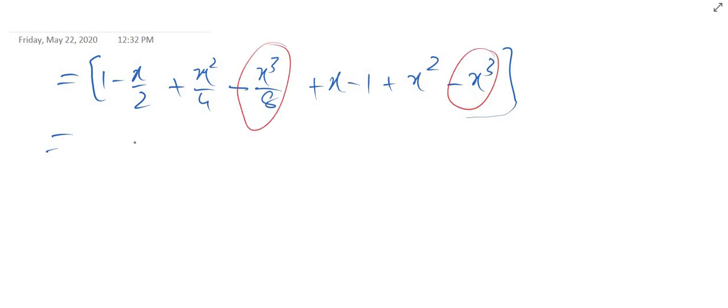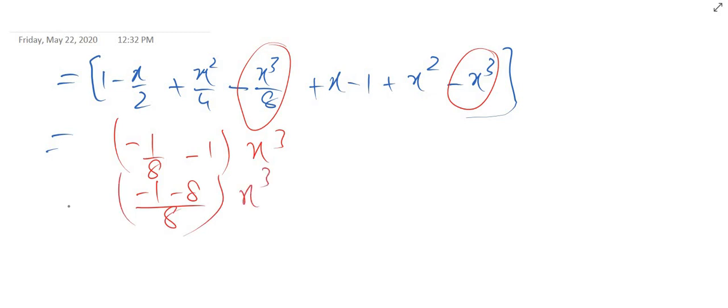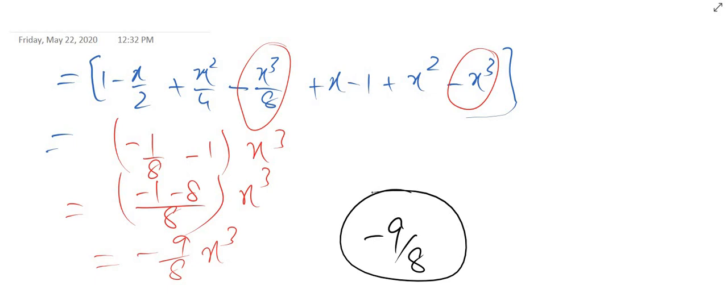Minus 1 over 8 minus 1 into x cube. By taking LCM, 8 will multiply with 1, it will be minus 1 minus 8 over 8 x cube. So this is minus 9 over 8 x cube. So what is coefficient of x cube? Coefficient of x cube is minus 9 over 8. So that is our answer. So we have solved it by using binomial theorem.